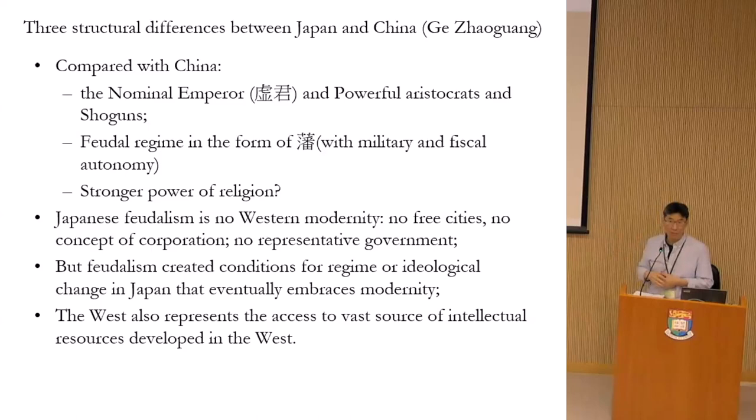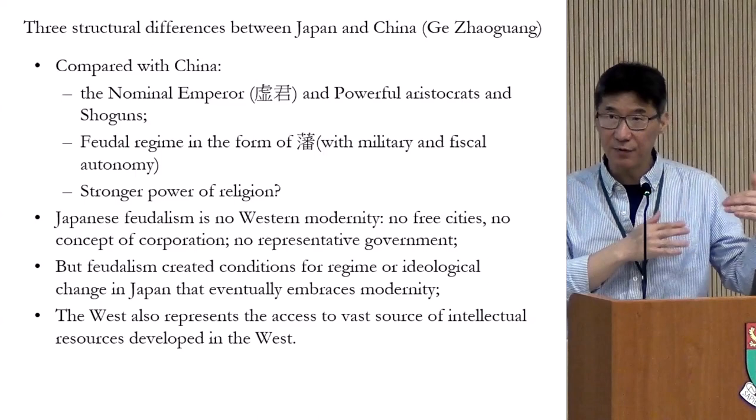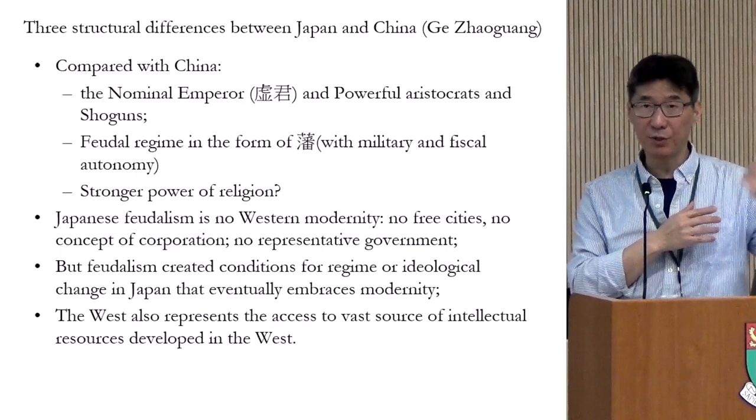This is very, very important. They maintained the feudal domains. There were about 200-some domains, the han, and they remained relatively independent. Even within the domains, there are different classifications. It's these classifications that proved to be fatal to the Tokugawa regime, that they were overthrown very quickly.